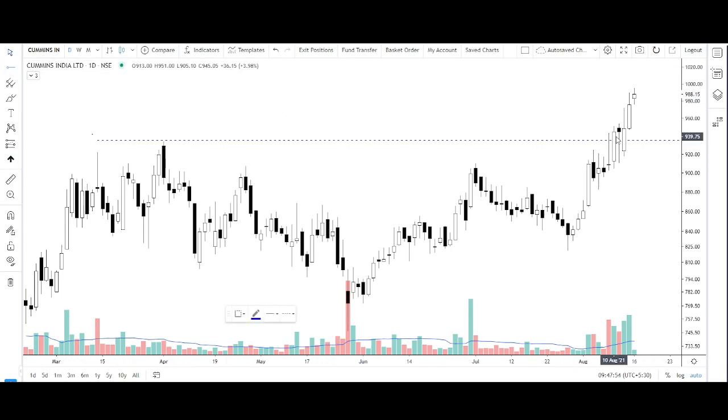And where was my stop loss? I always keep my stop loss below the breakout candle's low. So this was my stop loss, 5 points below 900, 895 was my stop loss. My buying price is 932.